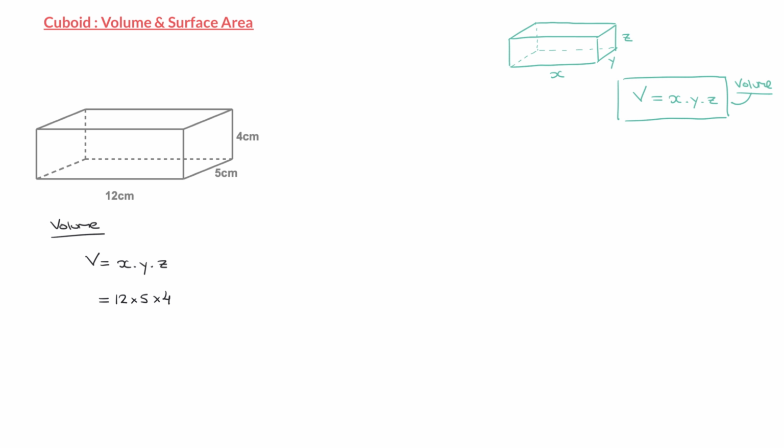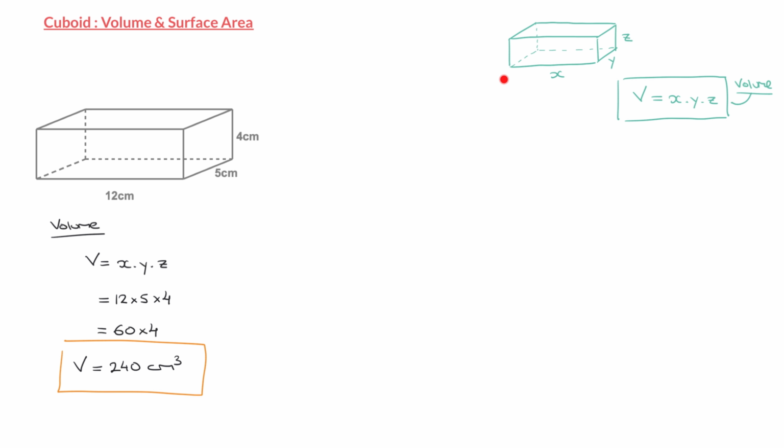And all I have to do now is calculate. And of course you could use a calculator, but we could also do this by hand. Let's see, 12 times 5 is 60. So this will equal 60 times 4. And 60 times 4, well, that's 240. So this cuboid's volume is equal to 240 cubic centimeters. And that's the volume. Okay, now let's look into the surface area.